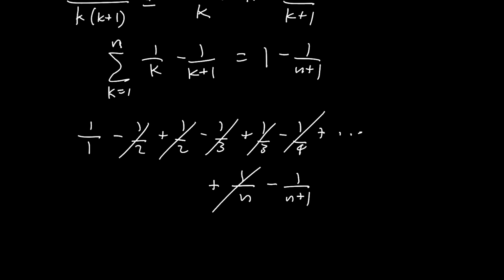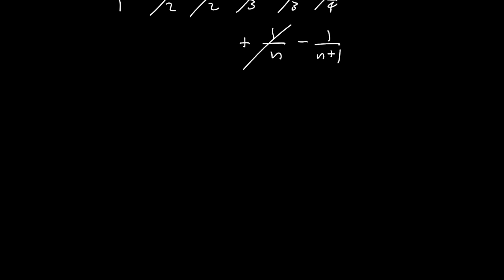So let's say we instead wanted to consider when this goes to infinity, we can just take the limit as n approaches infinity of this sum. And when n approaches infinity, 1 over n plus 1 will approach 0. So this sum is just going to be 1. So all in all, our answer is just going to be pi squared over 6 minus 1. And that's it. That's our integral done.